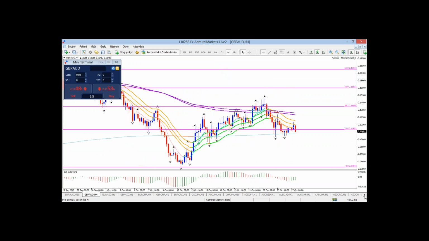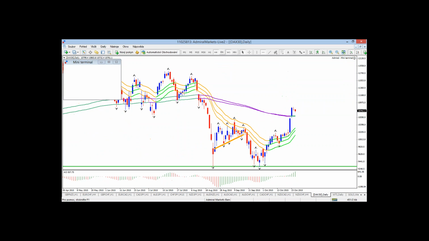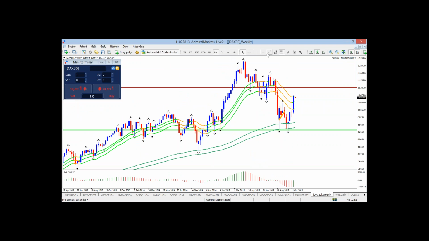Alrighty. DAX, big upside. Doesn't have to be now, but it's certainly going to be running into some resistance spot. Last week was a very bullish candle, so I do expect this week to ultimately get a continuation.